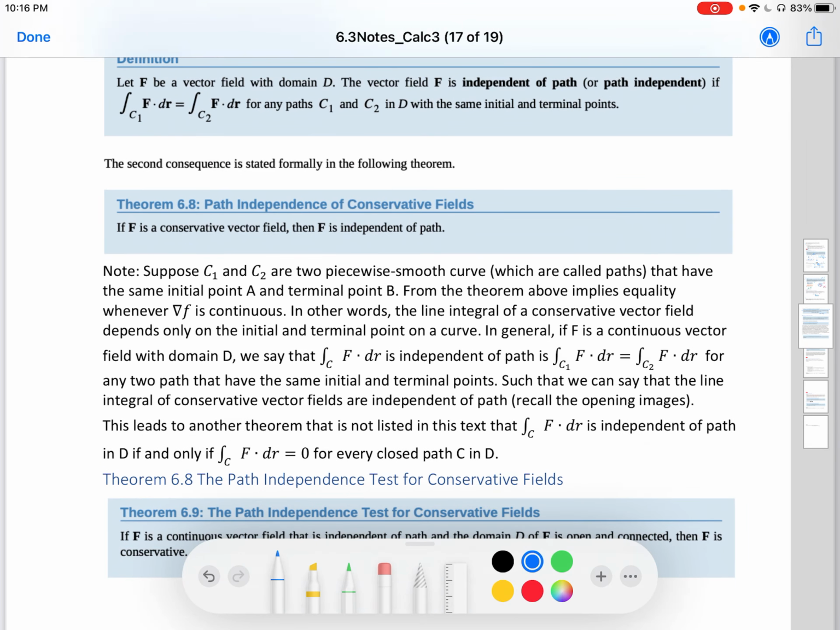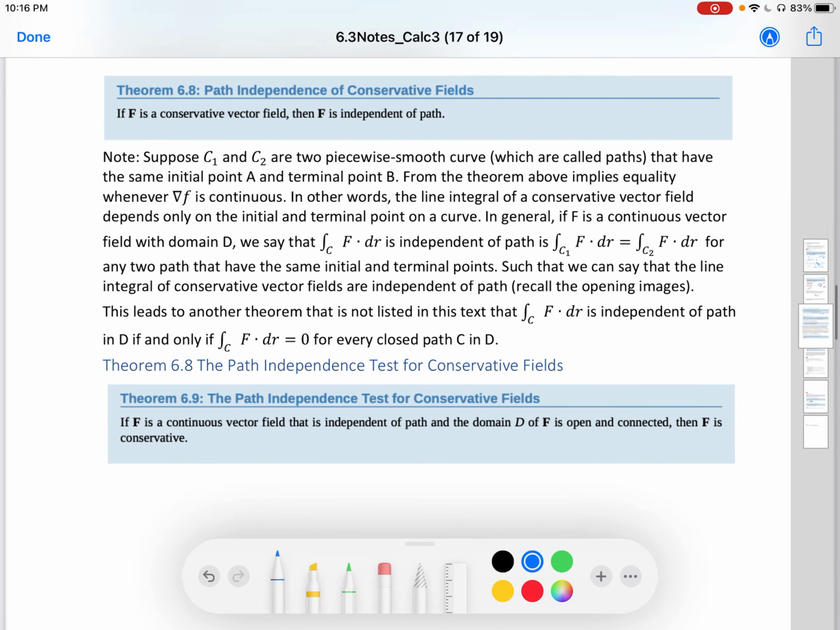Theorem 6.8, path independence of conservative fields. If F is a conservative vector field, then F is independent of path. Note, suppose C1 and C2 are two piecewise smooth curves, which are called paths, that have the same initial point A and terminal point B. The theorem above implies equality whenever the gradient of F is continuous. In other words, the line integral of a conservative vector field depends only on the initial and terminal points of a curve.